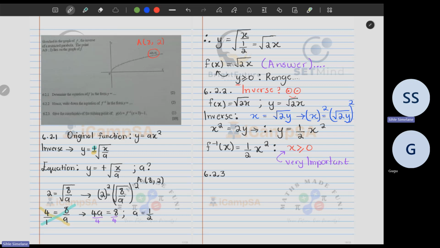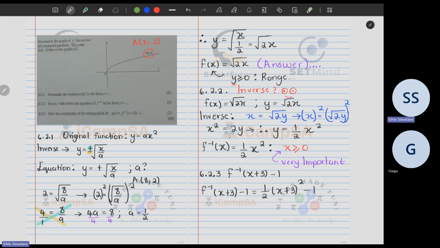Then let's go to the next one, 6.2.3. What are we saying there? They say give the coordinates of the turning point of the inverse at x plus 3. Then I think that is minus 1. Is that minus 1? Yes, sir. Okay, let's go ahead and plug that in. So we have x plus 3 squared minus 1. It means wherever we see x, go and put x plus 3. And this is squared. Then you minus 1.